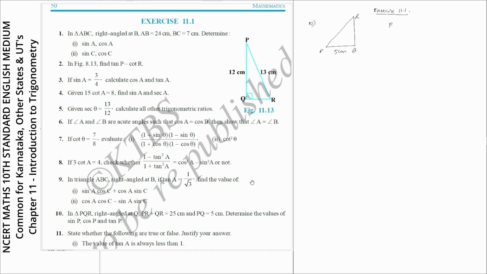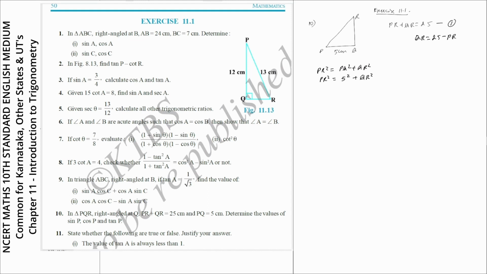Given that PR plus QR is equal to 25, I'll mark this as equation 1. Now I'll apply Pythagoras theorem. According to Pythagoras theorem, PR square is equal to PQ square plus QR square. PQ is given as 5, so PR square is 5 square plus QR square. Now what is QR? From equation 1 I'll get QR is equal to 25 minus PR.